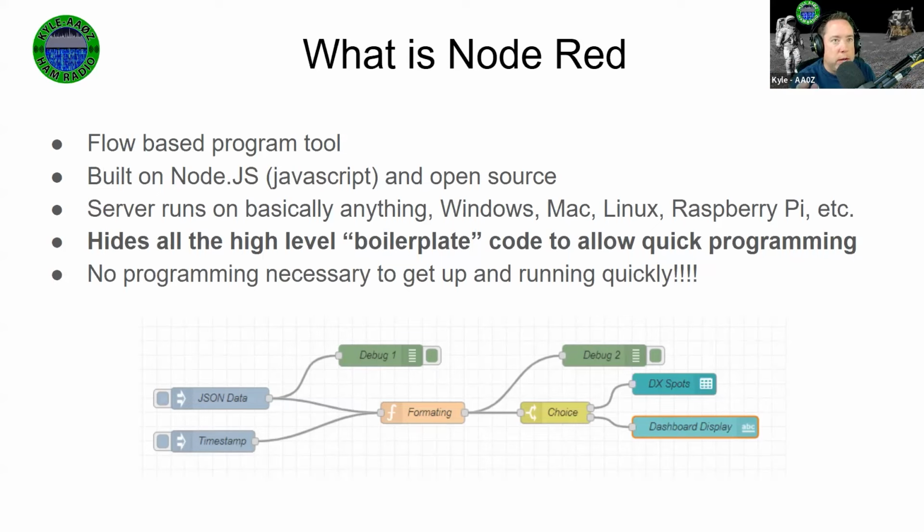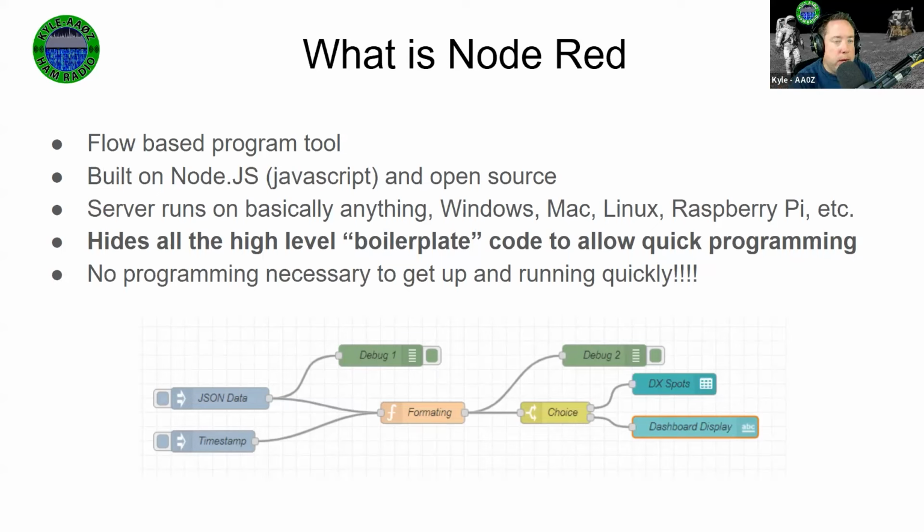I run mine on a Raspberry Pi 24/7, so it runs all the time. That is kind of the key: you want Node-RED to run in the background, so it's up all the time. So you don't have to fuss with it whenever you boot your Windows laptop or your computer up and then start Node-RED up. This thing hides all of the boilerplate code and allows quick programming.